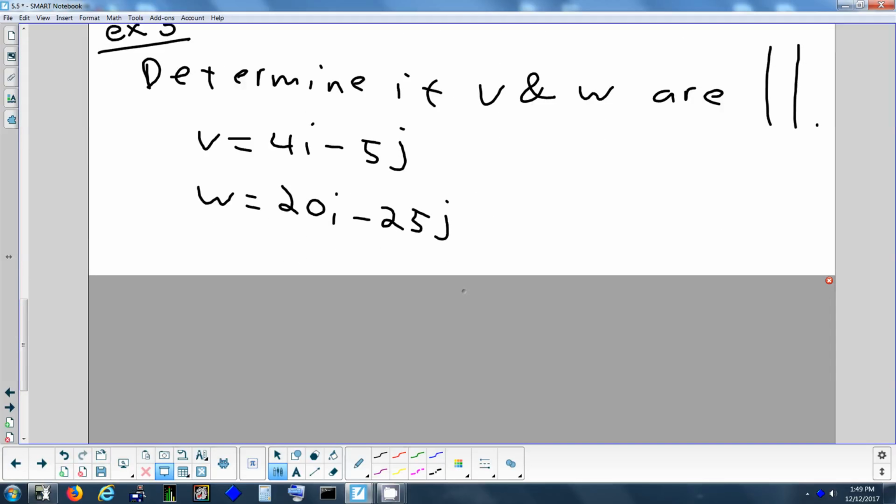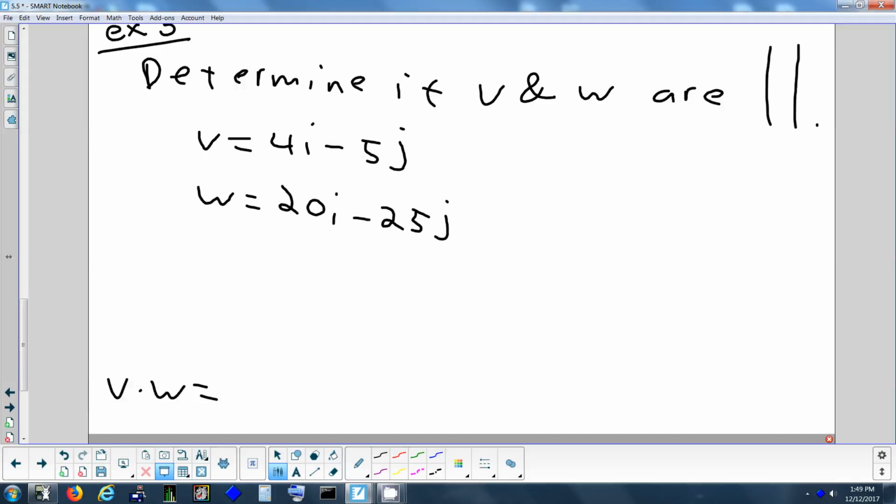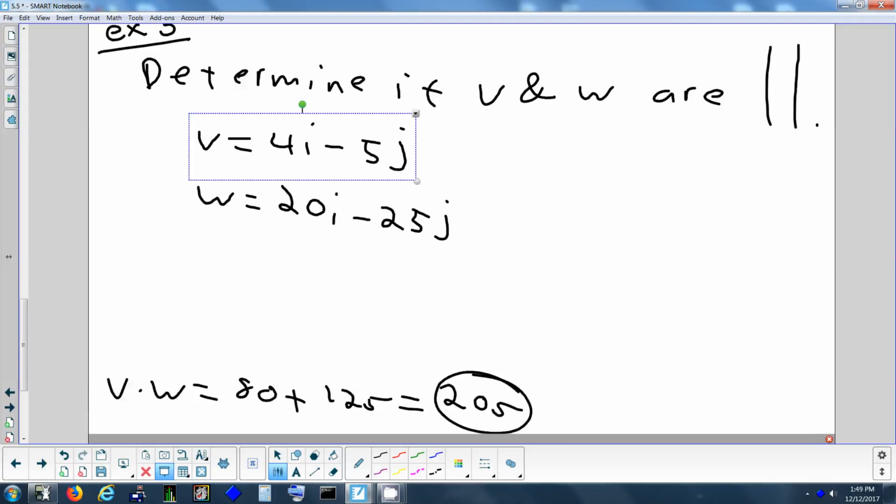What's the first thing we need? What's the numerator? That's the dot product. So 4 times 20 is 80, and negative 5 times negative 25 is 125. So what's the dot product? 205. So for these to be parallel, what am I hoping the bottom comes out to? Negative 205 or 205. If the bottom comes out to one of those two numbers, then I'm good.